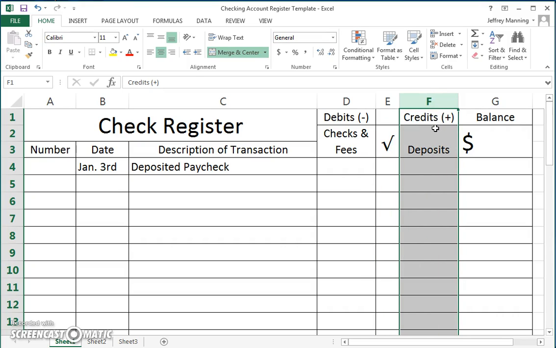This column right here is called the credit column. There is a little plus symbol next to it.